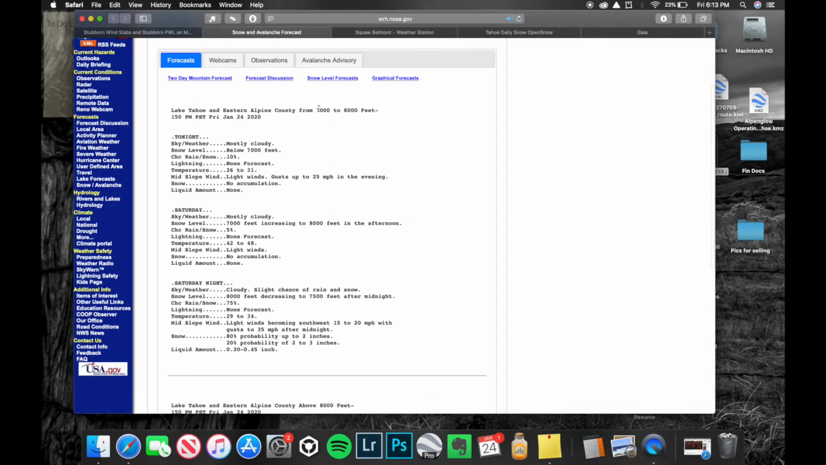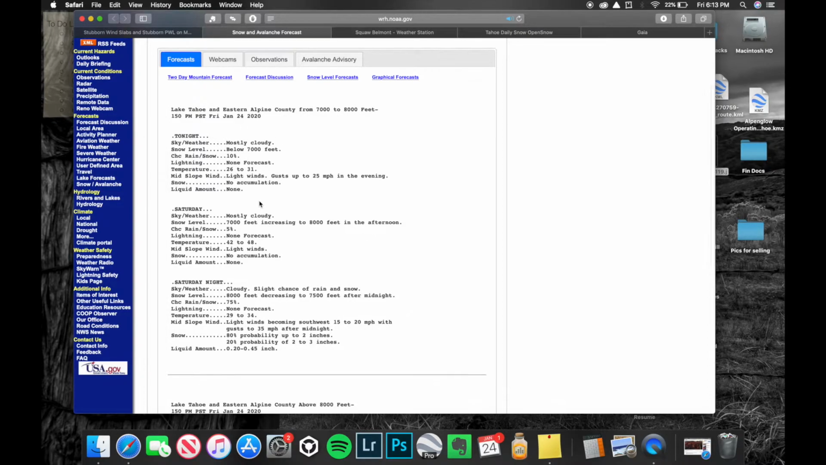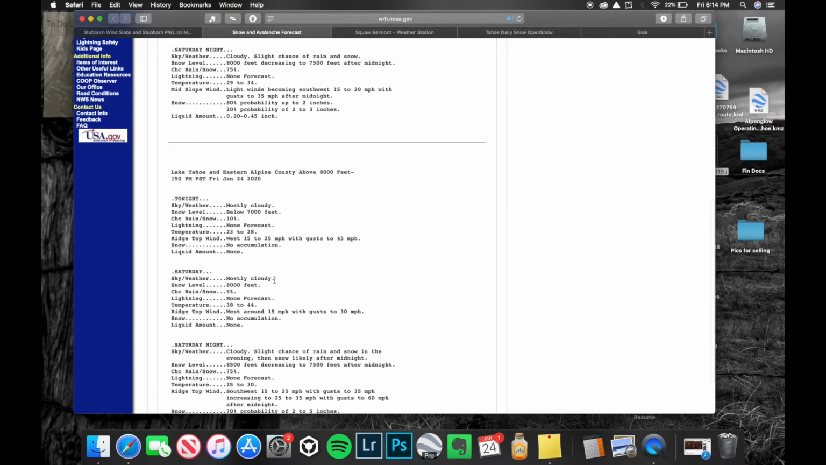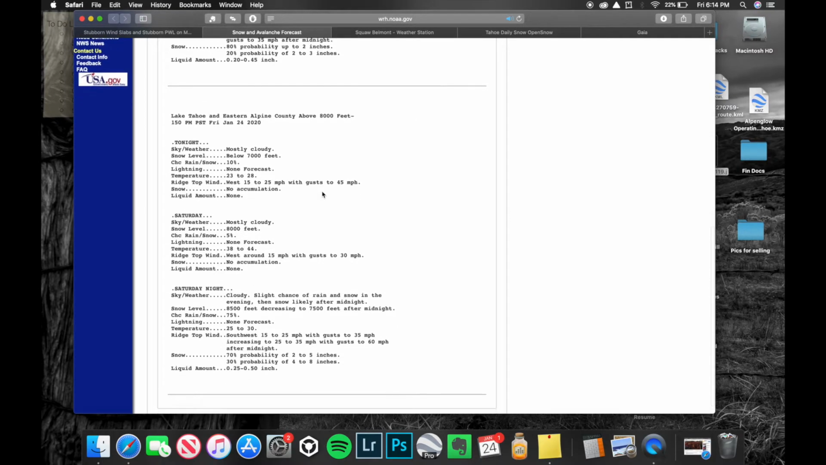They actually have a mountain weather forecast from 7 to 8K, and then also above 8,000 feet. For the current day, the next day, and then the following night. And so that just gives you an idea of weather that's going to happen for that day, and then the next day lets you plan accordingly.